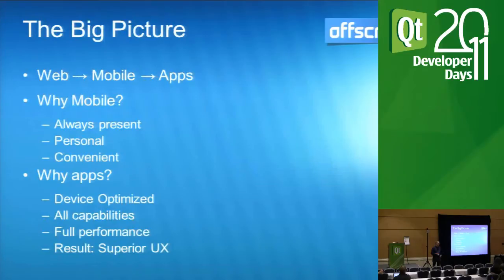So first, what is the big picture? We believe that web is turning mobile, and mobile is turning into applications, meaning native applications for various regions. So obviously, it is quite easy to understand why mobile is the preferred way to use web. Mobile is always in the pocket, so it is always present. So it is a very convenient way to use web.